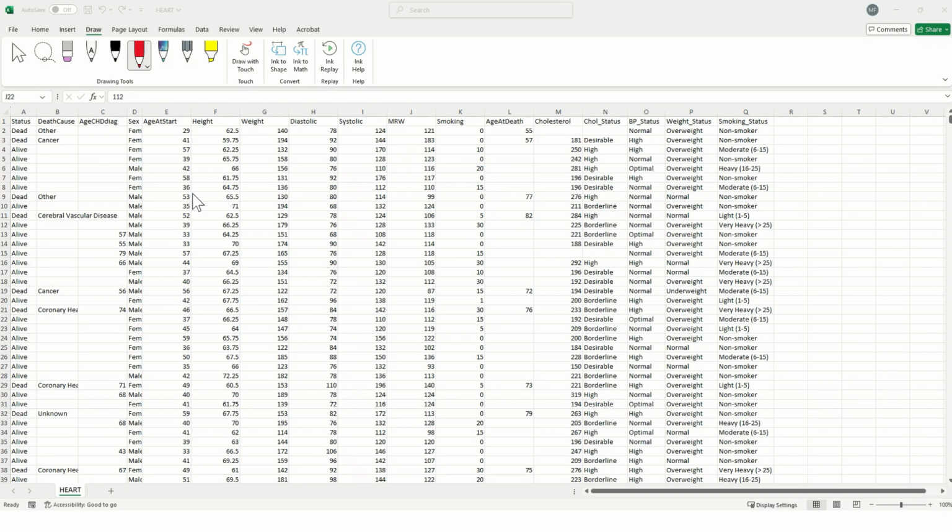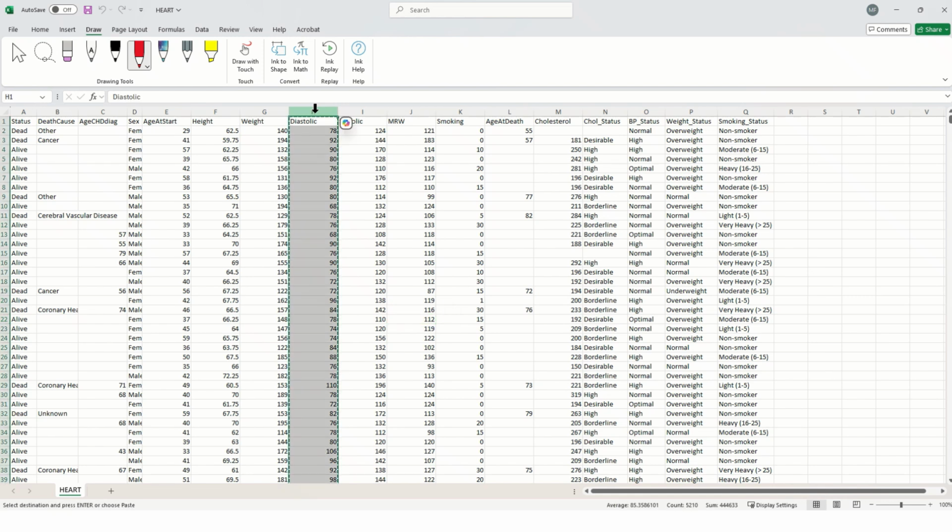Open the heart dataset in MS Excel and then move your cursor on top of column H, the diastolic variable, until the header turns light green and the cursor changes into a down arrow, and click. That should select the column. Control C to copy the column.